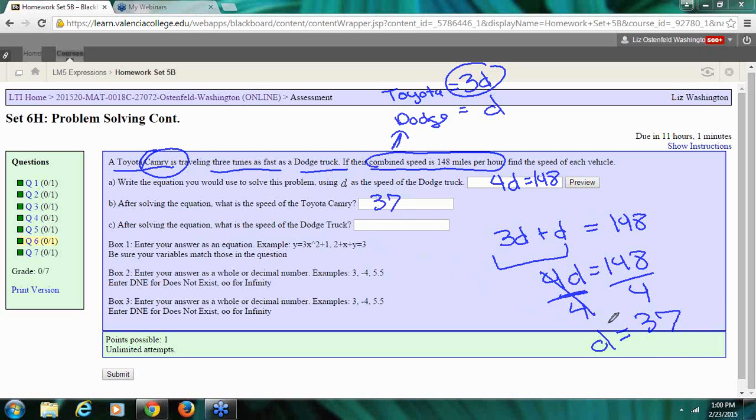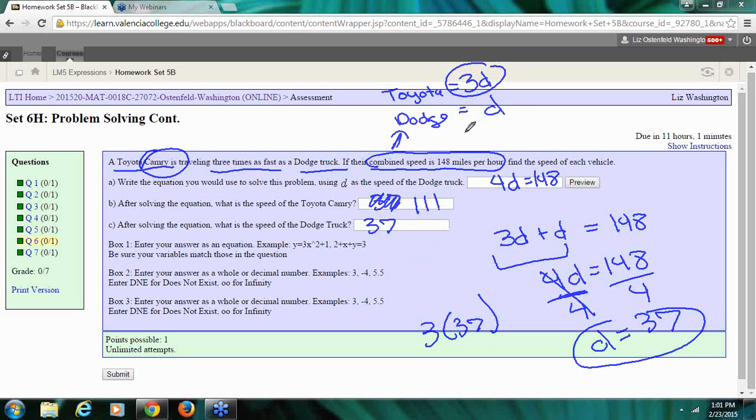Then that means that my Dodge, no, I'm lying. My Dodge was going 37 miles an hour. My Toyota was going 3 times as fast as that. So that means my Toyota was going 111 miles per hour. Way too fast, obviously.